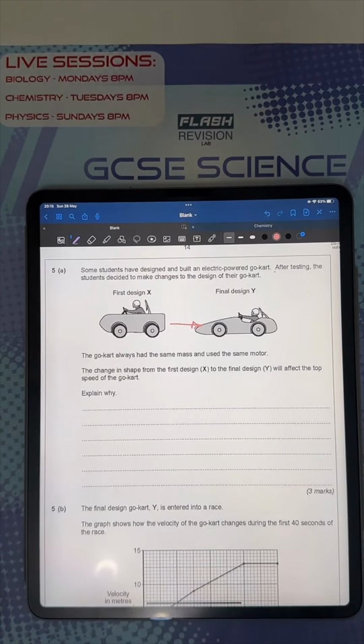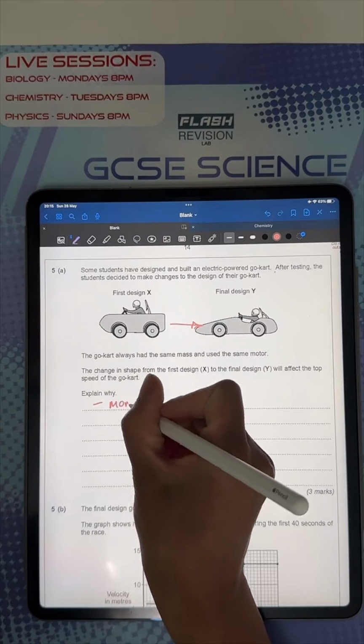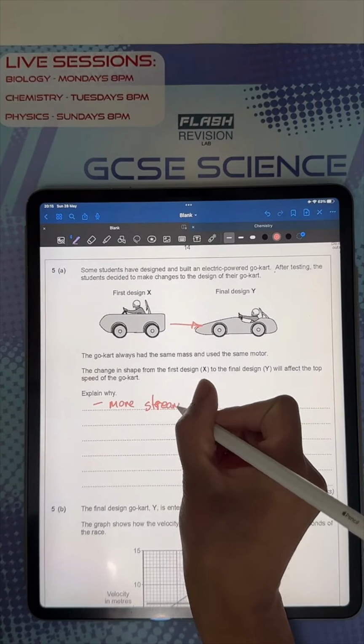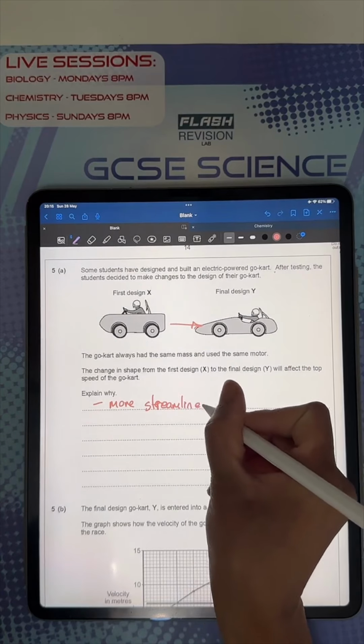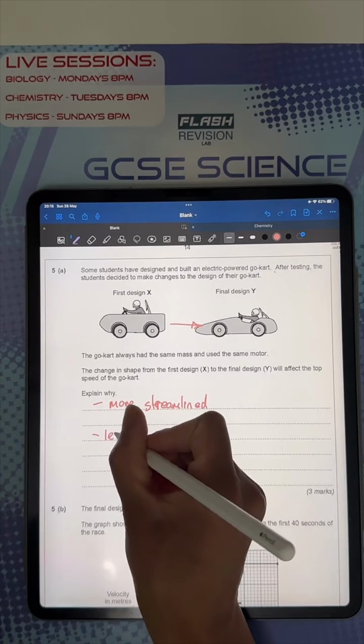Why is that? Yes, it is what you're saying there. It's to do with it being more streamlined. Good, that is actually 1 mark. So we can write that there. It's more streamlined. And that means less air resistance.